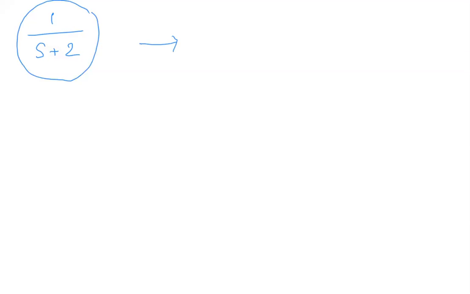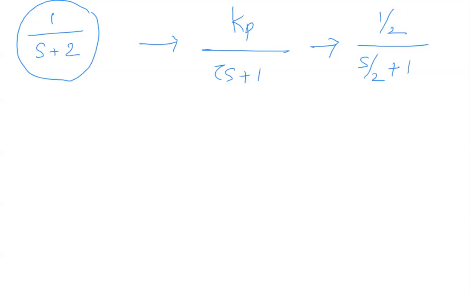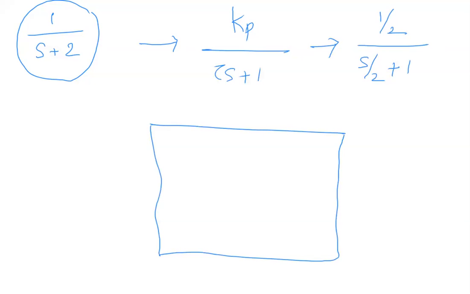What is the standard transfer function? Kp by tau s plus 1. So when you translate this one, it is 1 by 2 by s by 2 plus 1. Now, what is the Bode plot? So what is crossover frequency? Sorry, this is corner frequency, not crossover frequency.